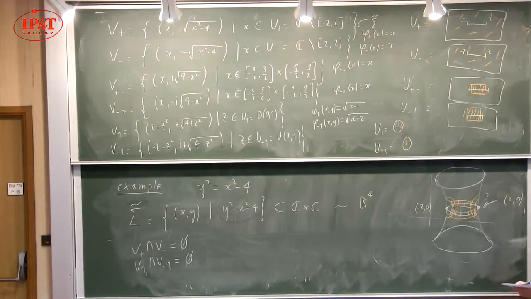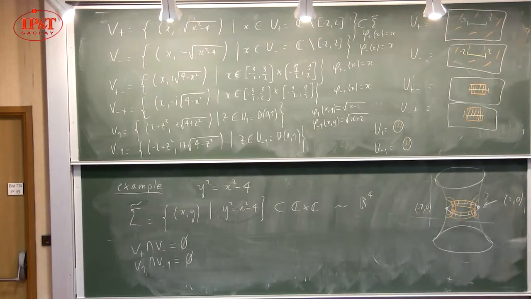Sorry. From your picture, it looks like we could have just two charts if we had the charts V plus and V minus be a bit bigger and overlap. So no, this is not possible, because it would not be a homeomorphism. It would not be bijective. It's two points in the same point in U plus.